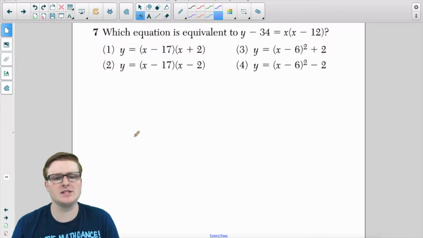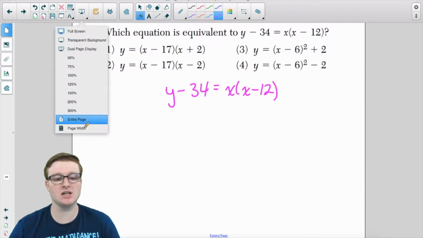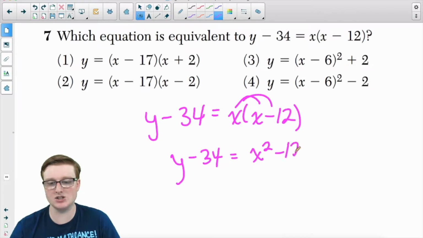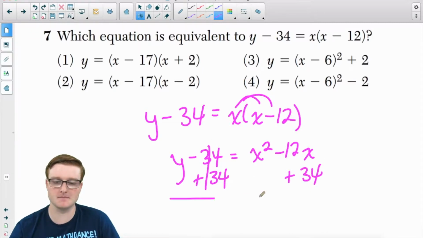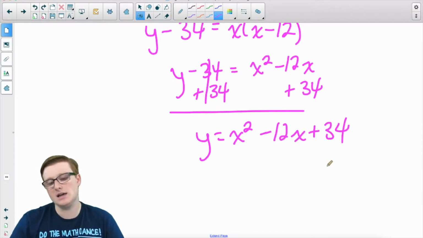It's a weird uncle. Number 7: which equation is equivalent to y minus 34 equals x times x minus 12? Okay, I'm going to simplify this as much as I possibly can by distributing that x first. I get y minus 34 is equal to x squared minus 12x. Then you add the 34 on both sides, so we get y is equal to x squared minus 12x plus 34.